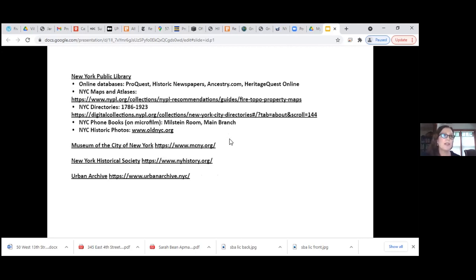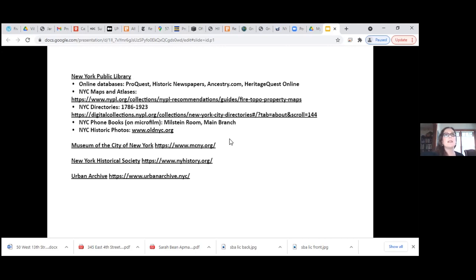And here are some other resources which are great. The New York Public Library has wonderful online databases that otherwise would cost you money. You could always go to the branches to access these, including Ancestry.com, which has all the federal census records and some of the New York State census records, as well as ProQuest.